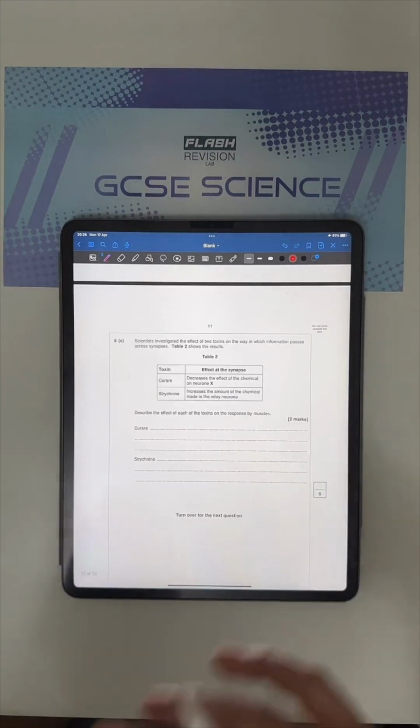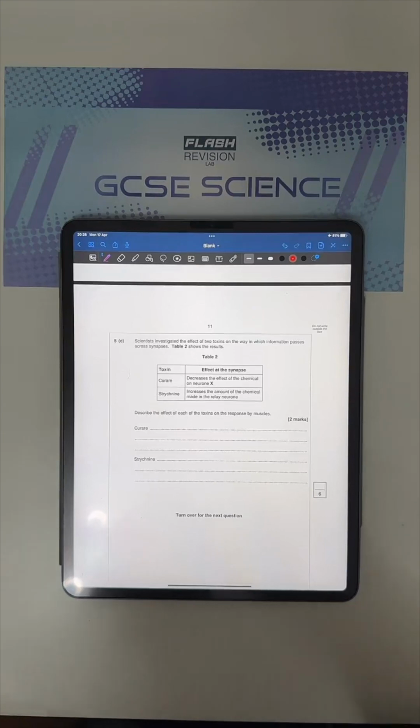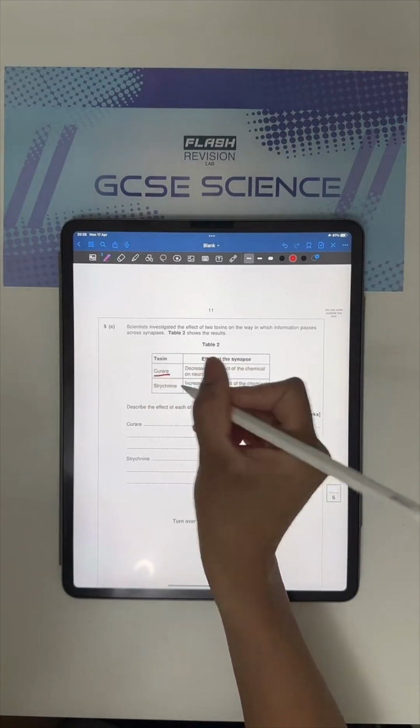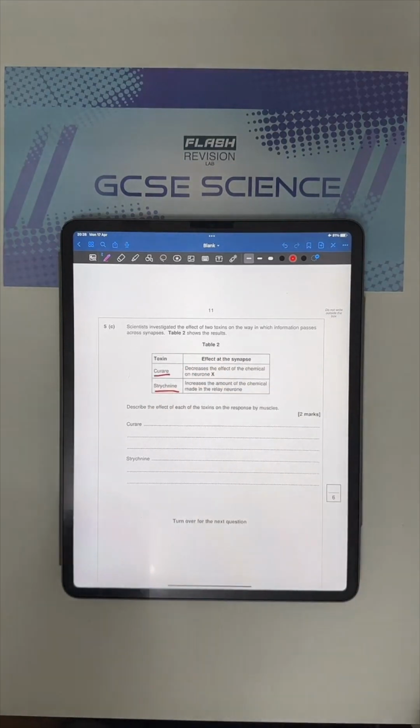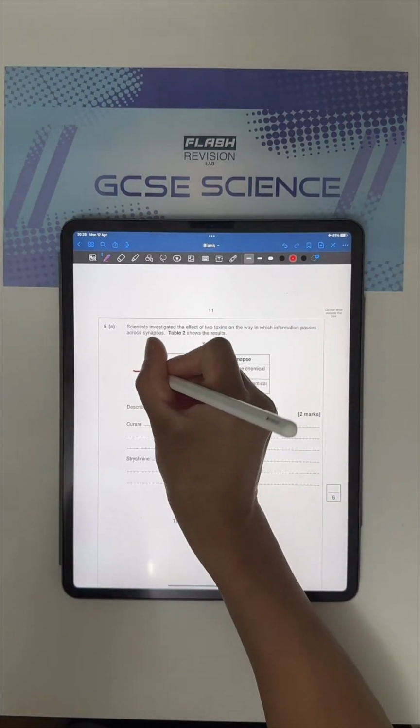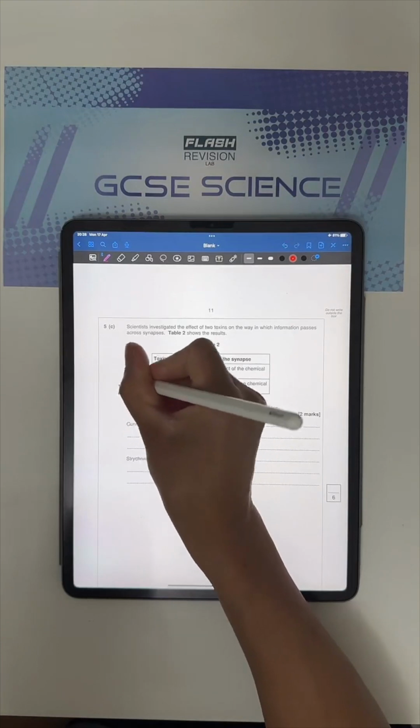Okay, so this is a bit of a different question. It's more thinking outside the box here rather than just regurgitating knowledge. So scientists investigate the effect of two toxins on the way in which information passes across synapses. So we've got two toxins here. These words don't matter. These aren't words you need to know.